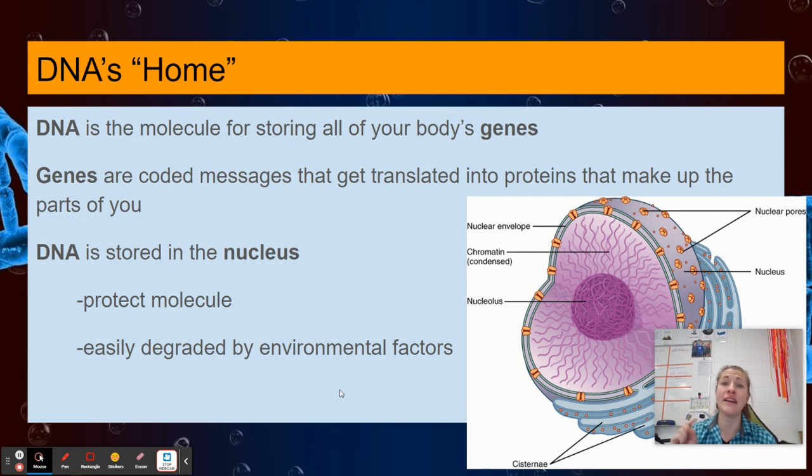And once again, it is stored in that nucleus in order to protect it because it is very, very easily degraded. So that word degraded means broken down. Some stuff that can break down DNA are heat. That is why having a fever is such a big deal. And UV light from the sun can also actually break down your DNA. And just stuff that's in your cells can break down and digest your DNA.